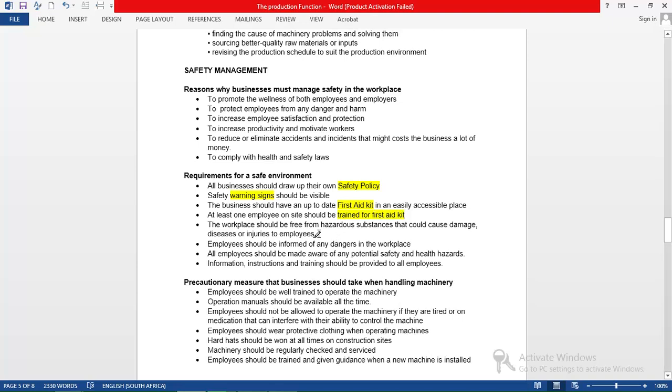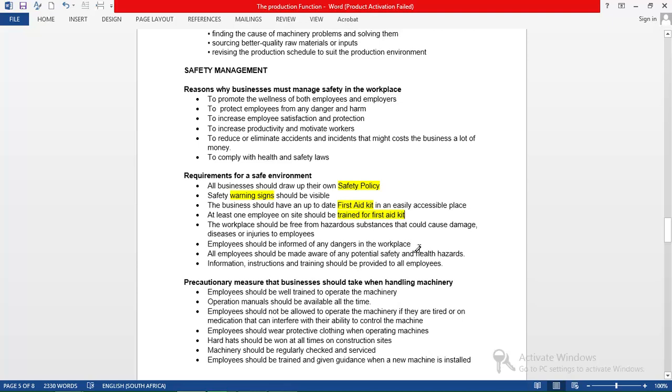And also the workplace should be free from any hazardous or dangerous substances that could cause damage, injuries or diseases to employees, right? So how are you going to make sure that they're free from that? You can provide them with protective clothing or relevant clothing that can prevent employees from contracting any diseases or getting injured or suffering any damage, right?